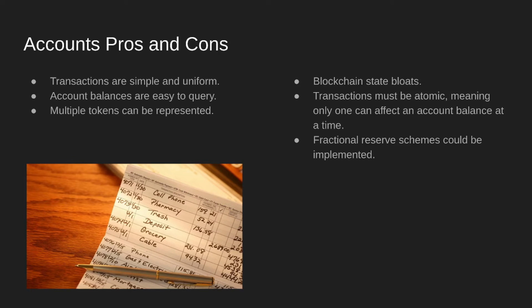And the final flaw of account models is that fractional reserve schemes could be implemented. Since the individual coins aren't tracked through history, if a blockchain allows certain people to lend out more coins than they have in their reserve, that could create a new fractional reserve scheme and introduce all those flaws I've talked about in a past video.